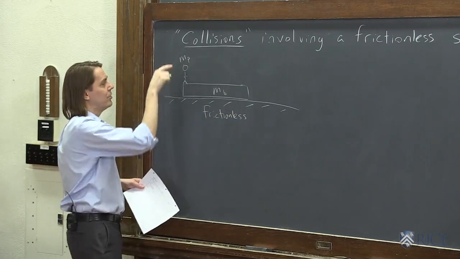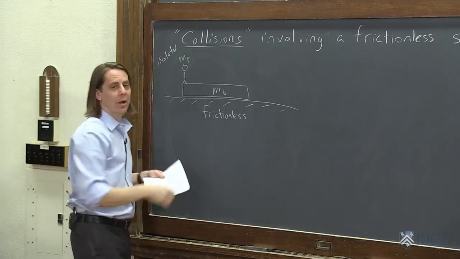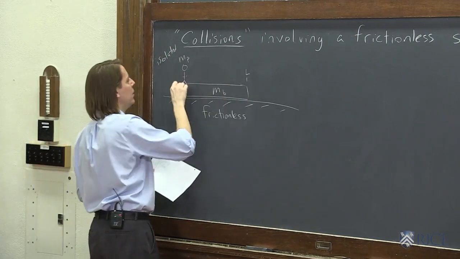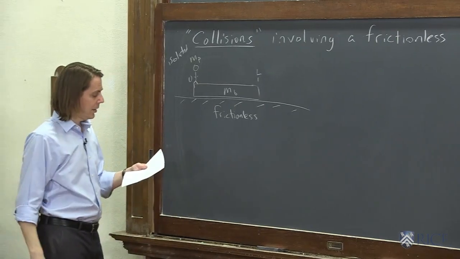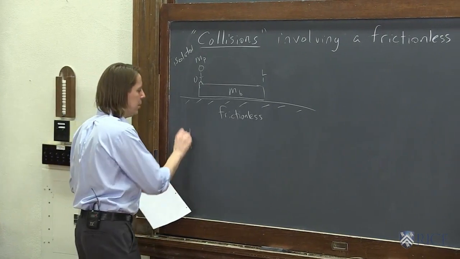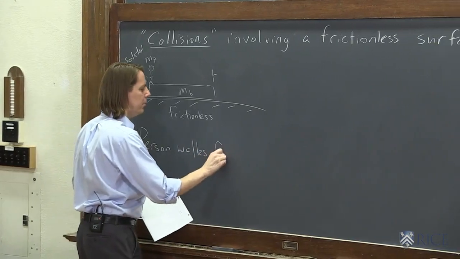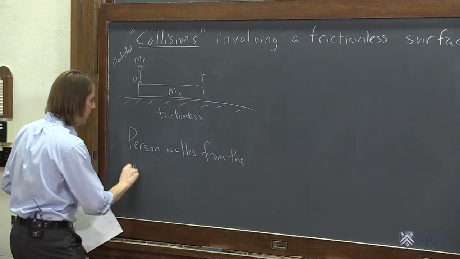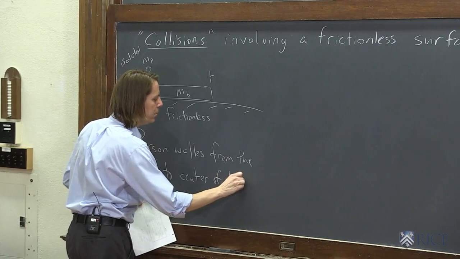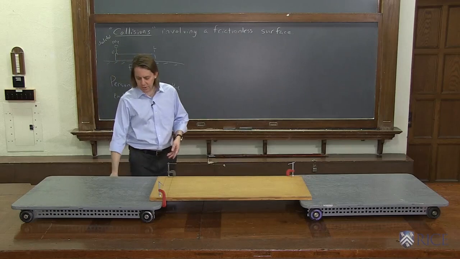And since it's frictionless, the person and the barge are isolated. They make an isolated system because there's nothing that can apply any force laterally, because the surface is frictionless. We'll say the barge has length L from 0 to L, right? And we'll see if we can figure out what's going to happen when a person walks from the end to the center of the barge. So they're going to walk to L over 2. What's going to happen? So first let's test our intuition with the demo.